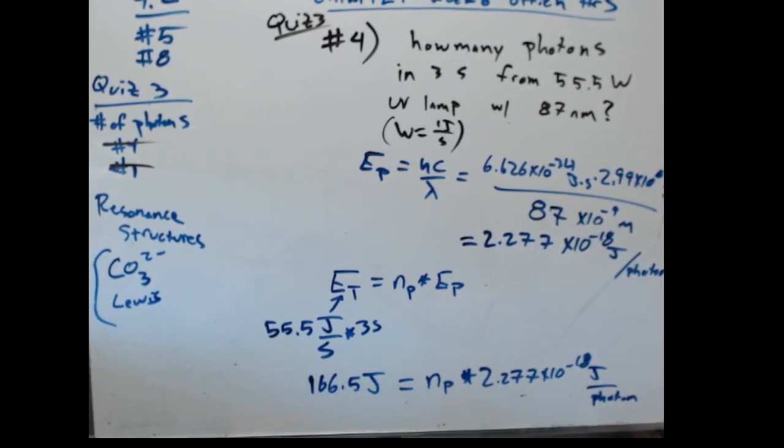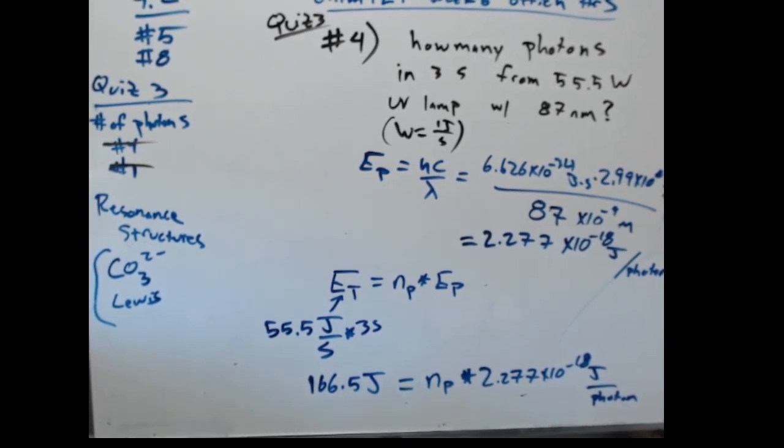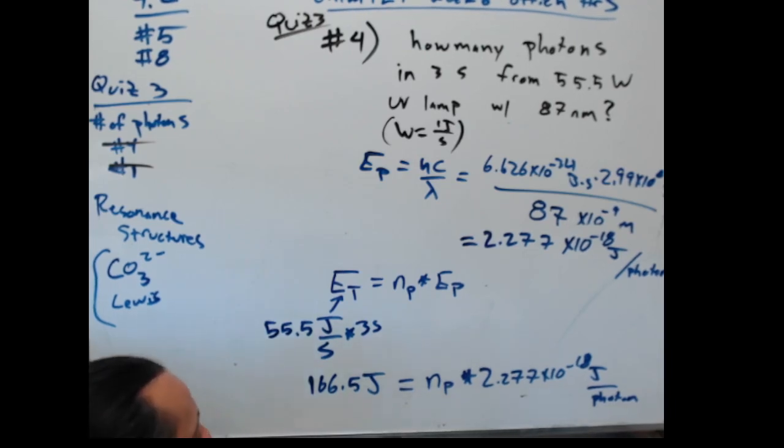Do I expect it to be a lot of photons or a small number of photons? A lot. Like a lot. Each photon only carries a fraction of a fraction of a fraction of a joule. So if I want to get a lot of joules, I'm expecting it to be a big number. So I'm going to go ahead and divide by 2.277 times 10 to the minus 18. And I'm going to get 7.31 times 10 to the 19 joules.